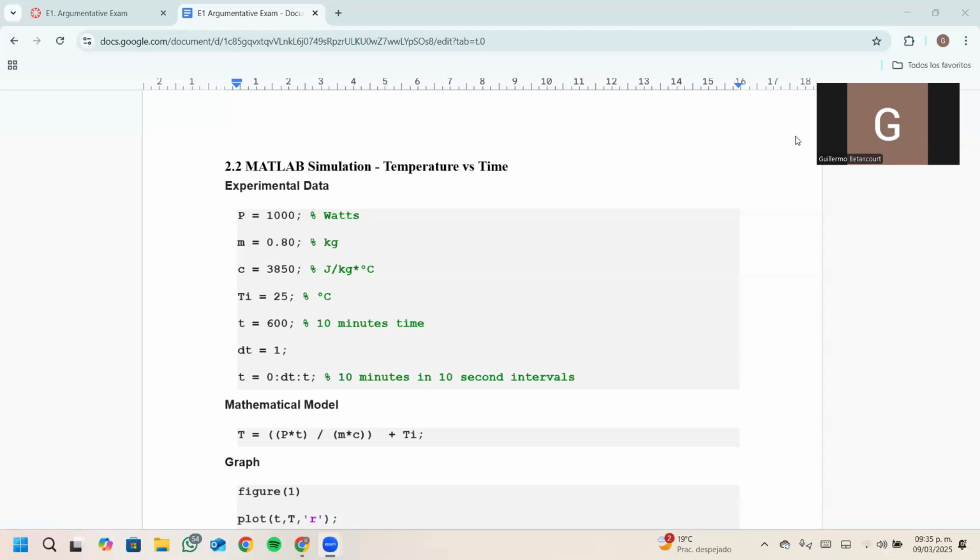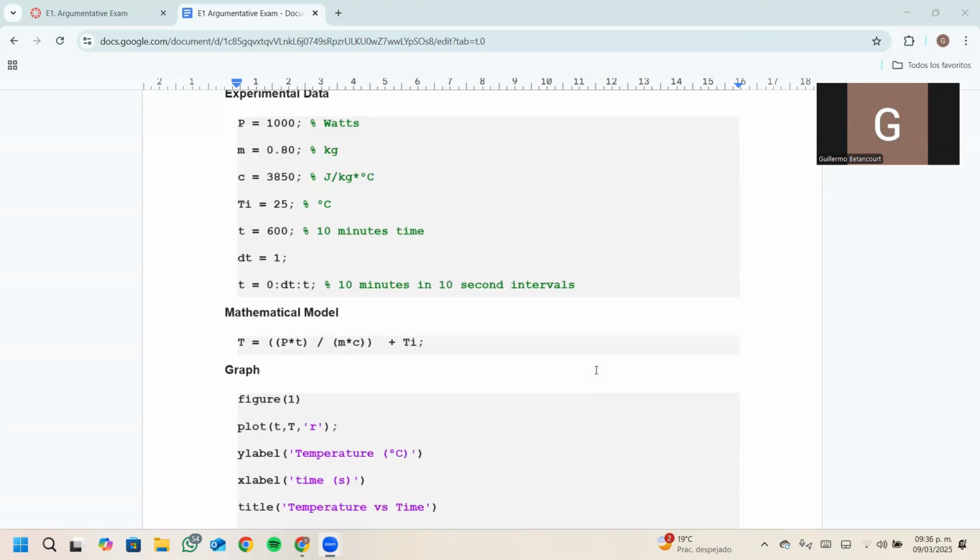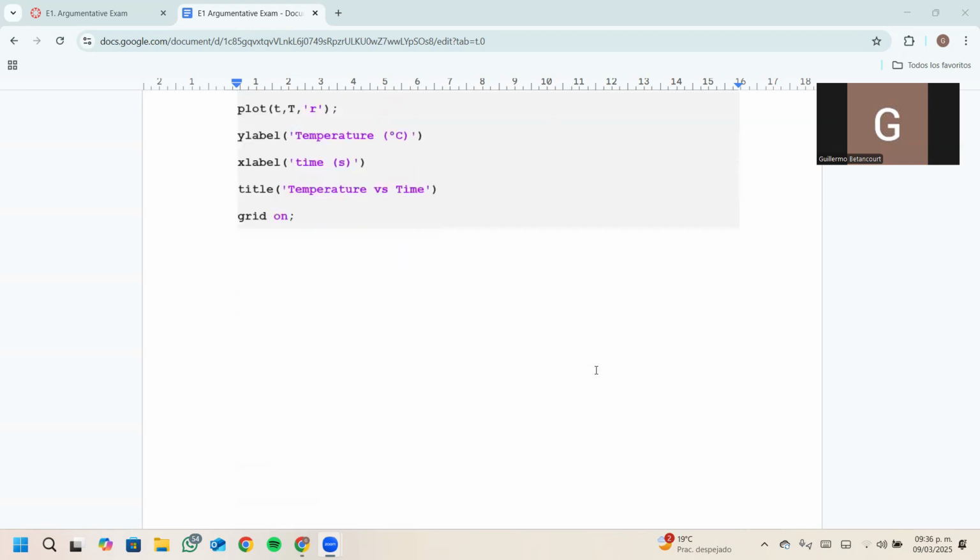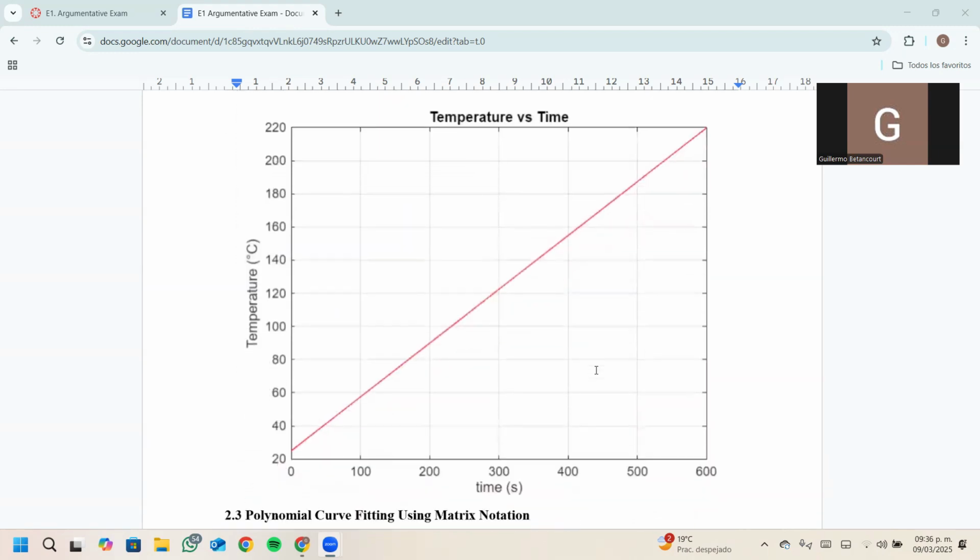So then for the next problem, we have a high power heater which has 1000 watts, which is put into a container with 0.8 liters of seawater, and we need to obtain a graph of temperature with respect to time. So we have to put first our experimental data, and I need to say to search for the specific heat of seawater. Then we have to create the vector of time and put all the values in our mathematical model that we previously saw and graph it. And this is the graph of temperature with respect to time for this problem.